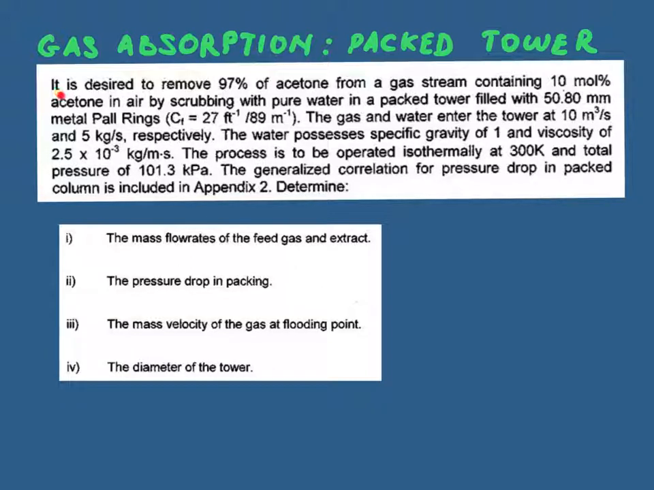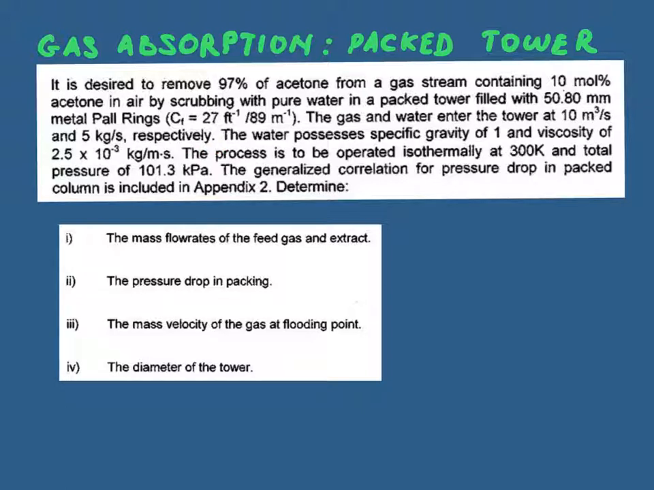In this question, it is desired to remove 97% of acetone from gas stream containing 10 mole% of acetone in air by scrubbing with pure water in a packed tower filled with 50.80 millimeter metal ball rings. The given packing factor is 27 per feet or 89 per meter. The gas and water enter the tower at 10 meter cube per second and 5 kilogram per second respectively.